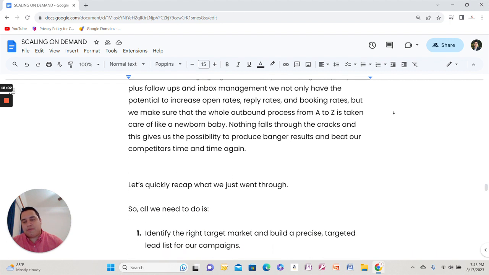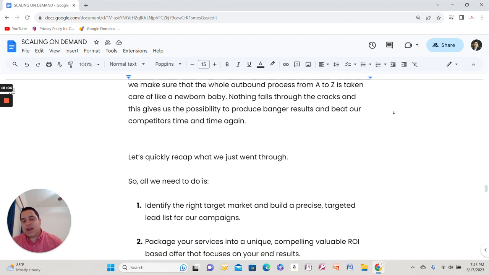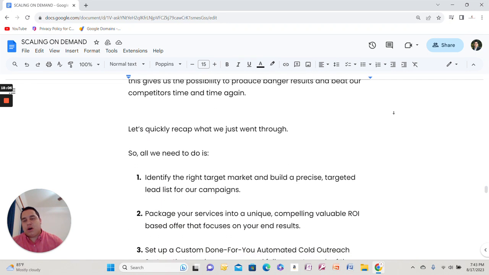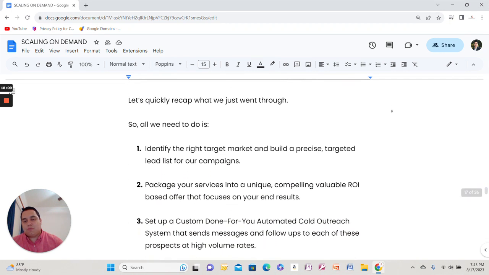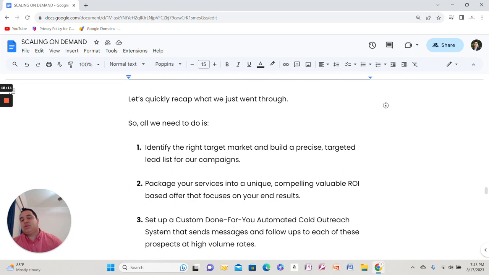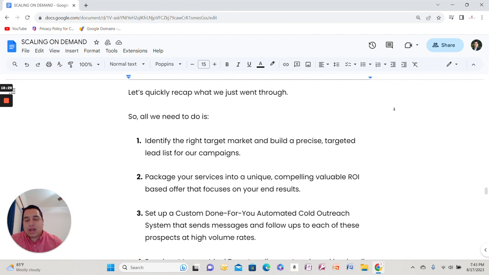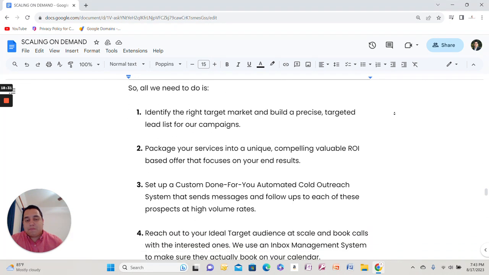So, without further ado, let's quickly recap what we just went through. All we need to do is identify the target market and build a precise lead list around it for our campaigns. Then we package your services into compelling, valuable offers that focus on the end result, on that dream island that you can get for your customers.